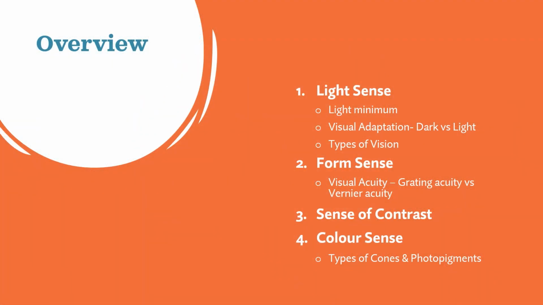An overview of the video: we will be discussing here the four senses. That is the light sense, where we will stress on light minimum, and we will learn visual adaptation and types of vision. Then we will discuss form sense, where we will learn about the difference between grating acuity and vernier acuity. Moving on, we will discuss sense of contrast, and finally we will end the video with color sense, discussing types of cones and photopigments.